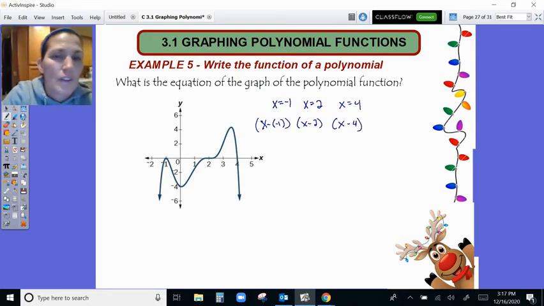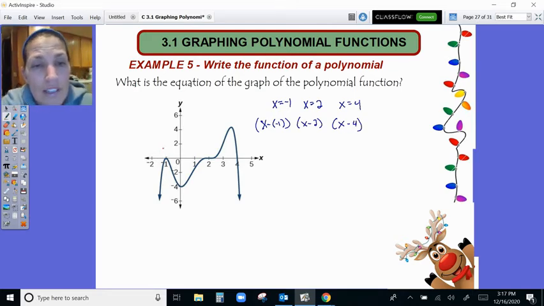Now I want to find out what their multiplicities are. This one is a bounce, so I'm just going to assign it a power of 2. I'm not going to get really fancy and say that's going to be a 4 or a 6. I don't care.